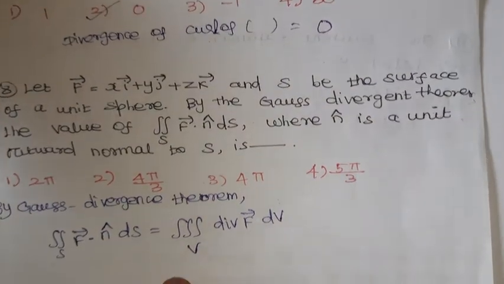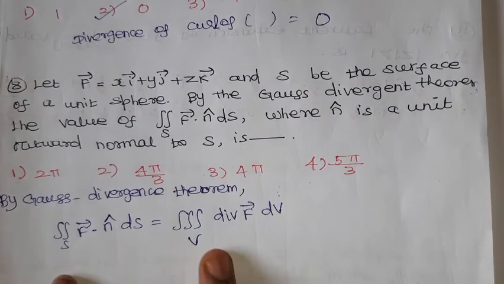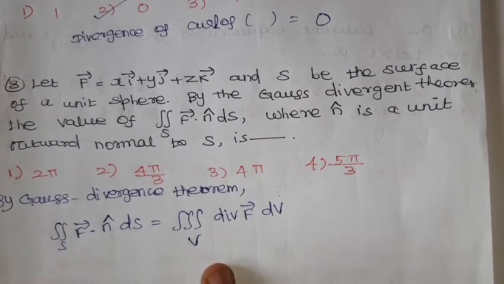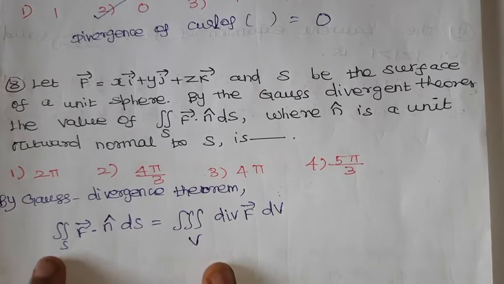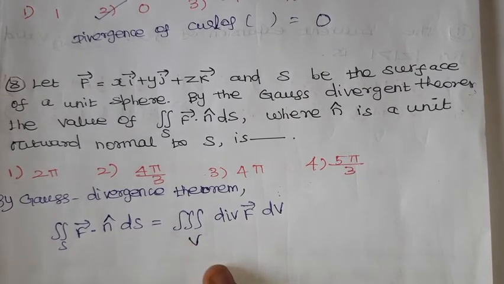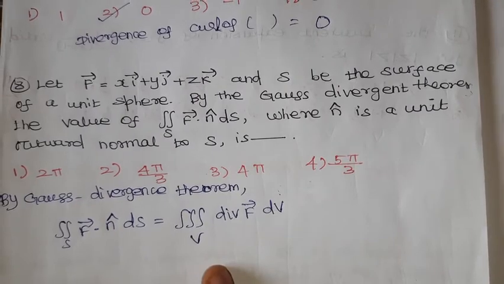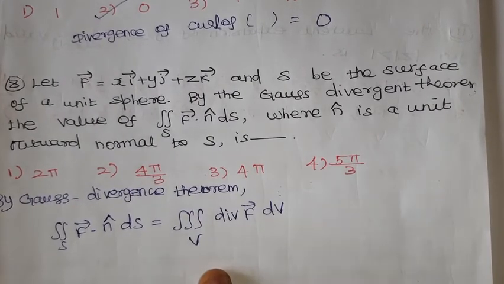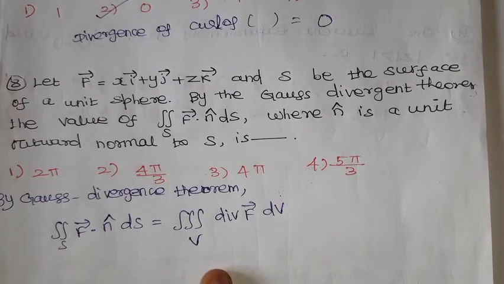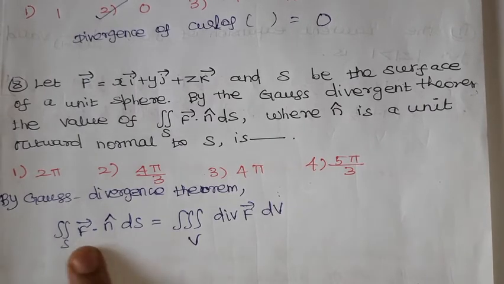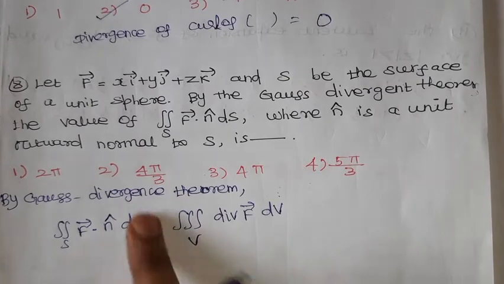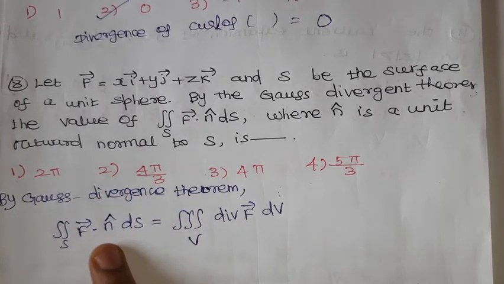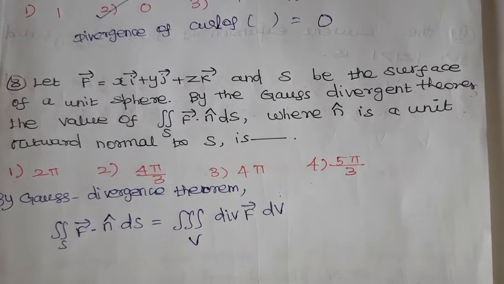In simple terms, the Gauss divergence theorem says a double integral is related to a triple integral. A surface integral related to a volume integral is known as the Gauss divergence theorem. So by the Gauss divergence theorem we are going to solve this double integral over S of F dot n cap dS. So what is F here?